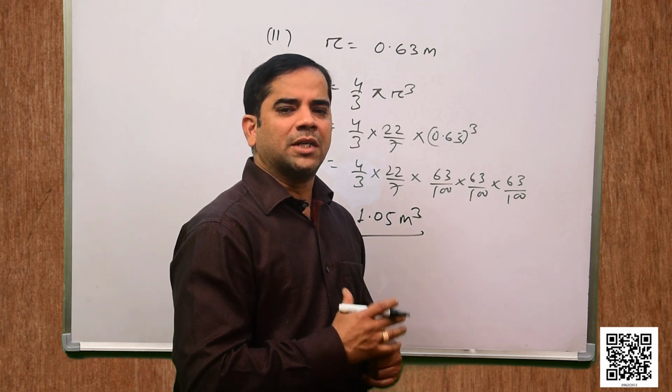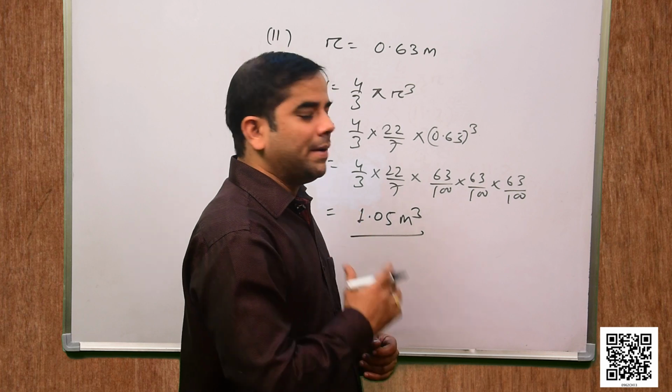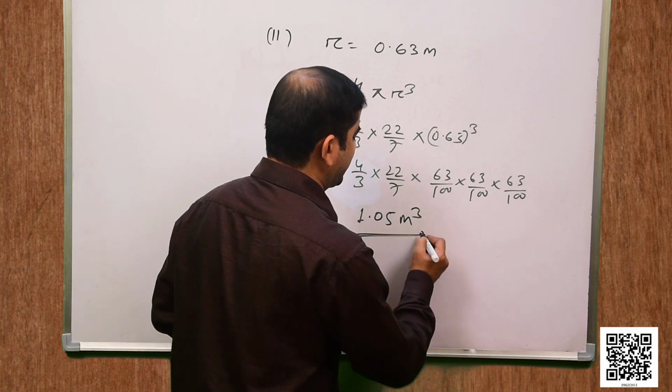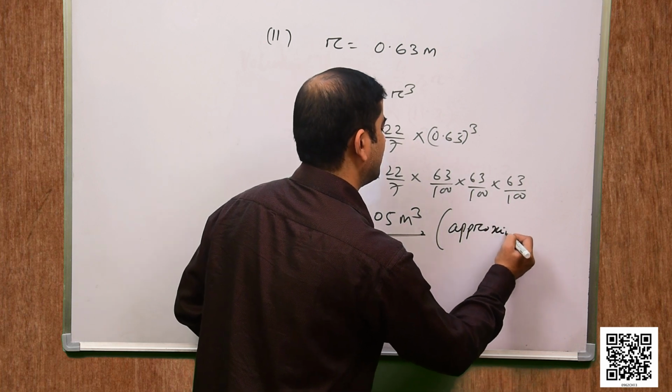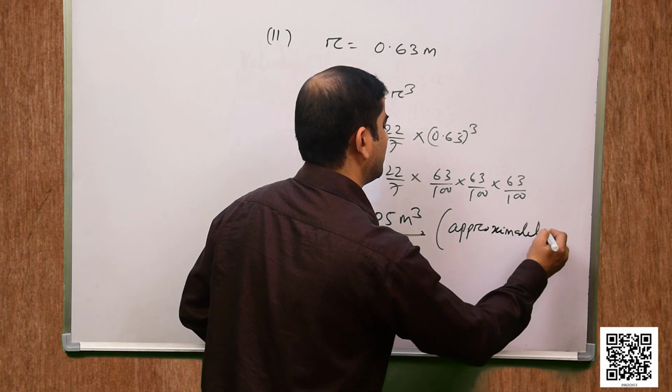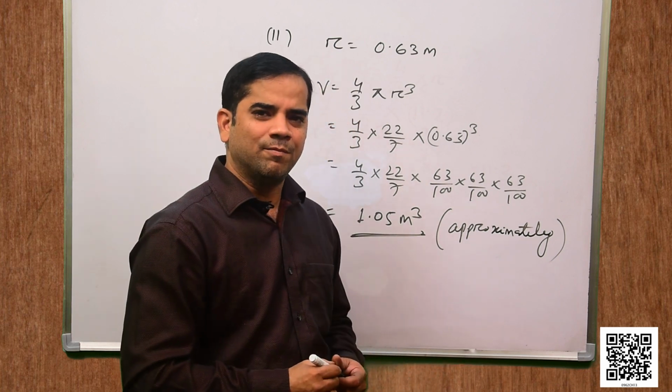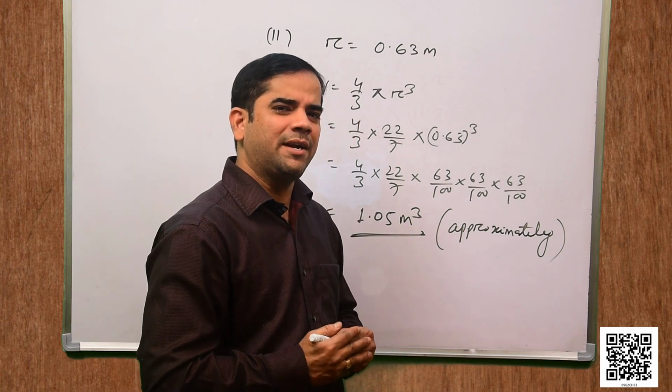Hence, the volume of the sphere is 1.05 meter cube, but it is not the exact value, it is an approximate value. Okay, hope you understand the solution for question number 1.